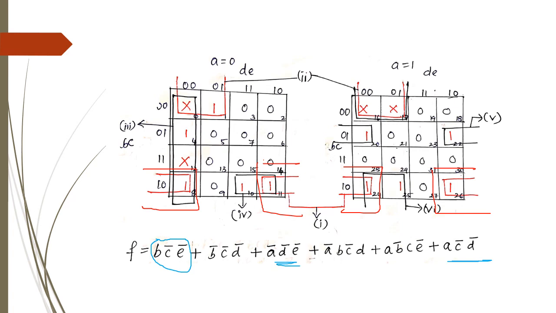Next, this corresponds to the fourth cell. Here I am going to get A bar, B, C bar and D. And the final one: I can group the 20th cell and 22nd cell together, so I am left with A bar, B bar, C, E bar. So this is how you do the grouping.